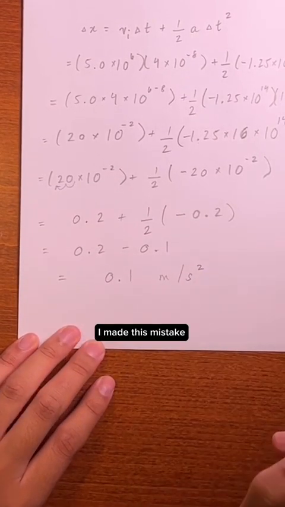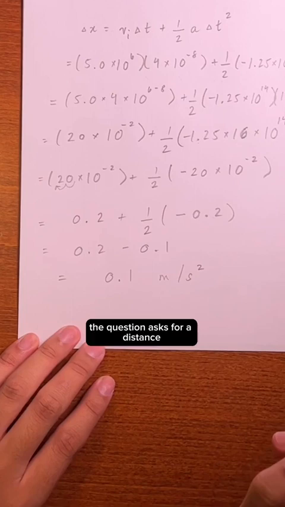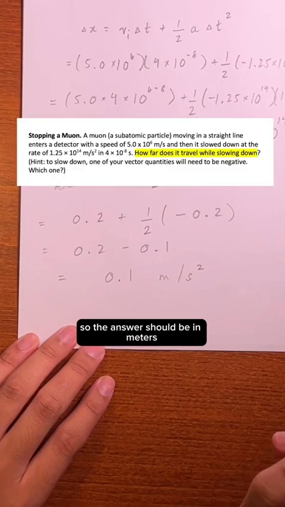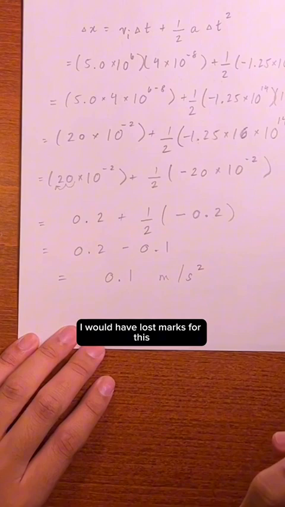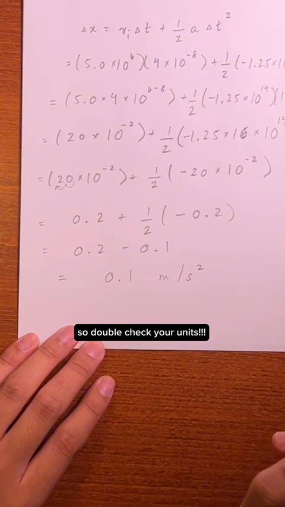I made this mistake. I've just realized while editing, but the question asks for a distance, so the answer should be in meters. That's a silly mistake. I would have lost marks for this, but you don't want to lose marks for something silly after doing all that hard work. So double check your units.